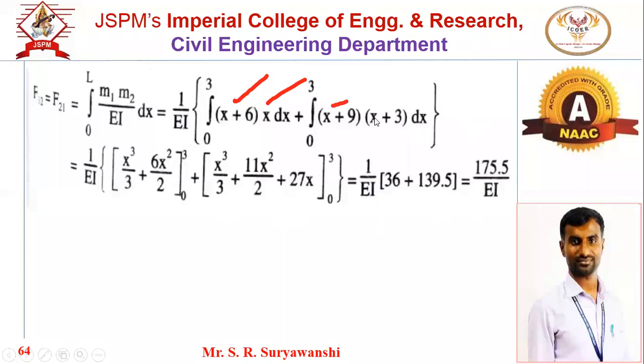Next, it is for F22, meaning m2 square. For the BC zone, it will be 0. Then for the BD zone, and this is for the AD zone. Then you will get the answer on the calci.